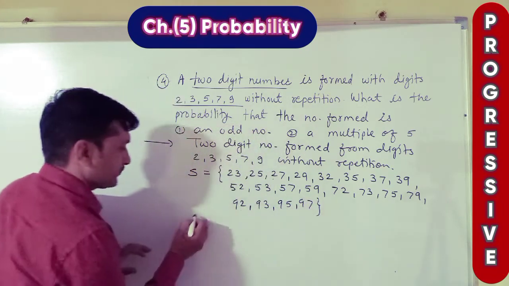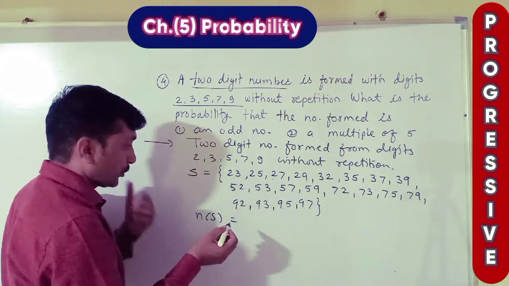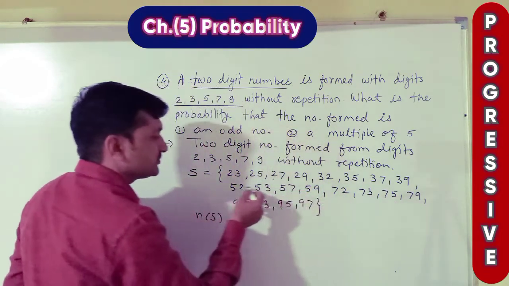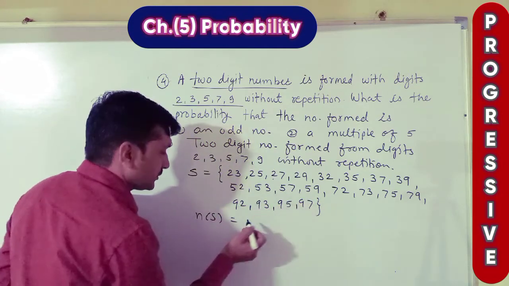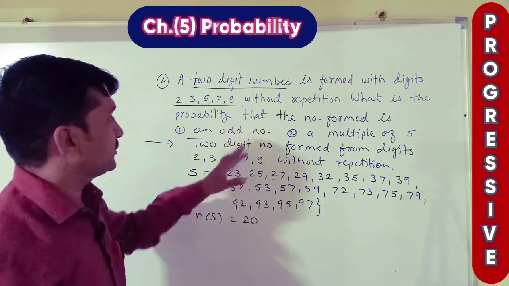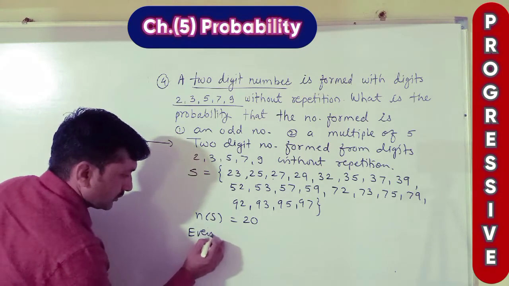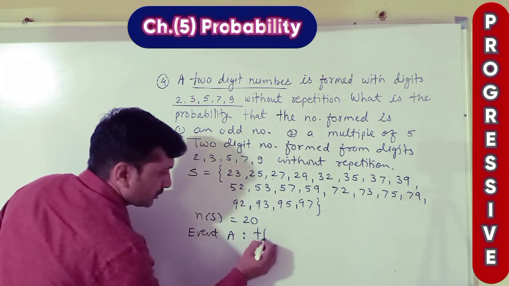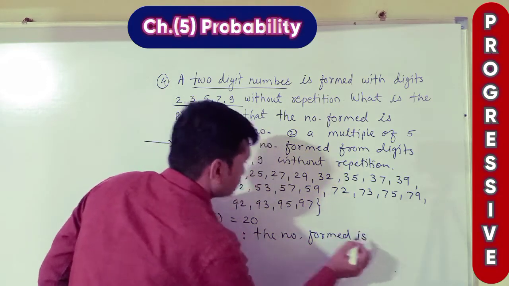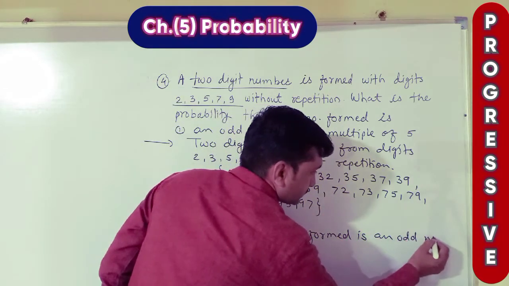Bracket close. Therefore here NS is equal to, see how many sample points are there. 1 2 3 4 5 6 7 8 9 10 11 12 13 14 15 16 17 18 19 20. NS is equal to 20. Number of sample points 20. Now event. First event is event A. Event A is the number formed is an odd number.